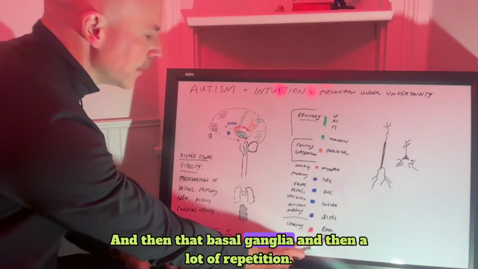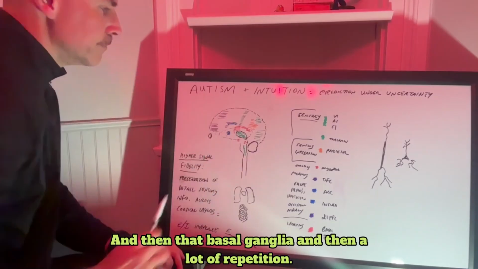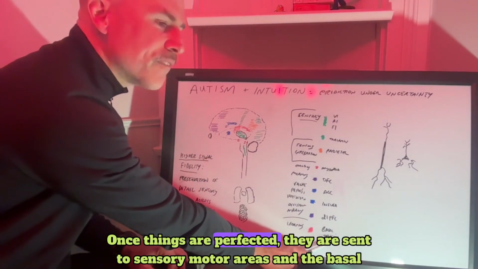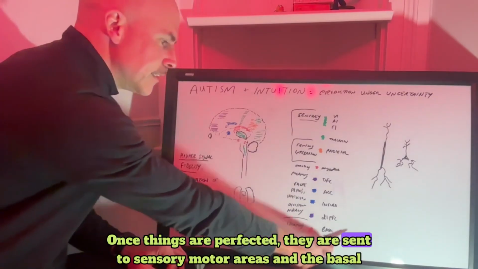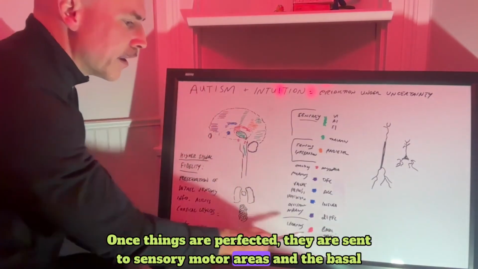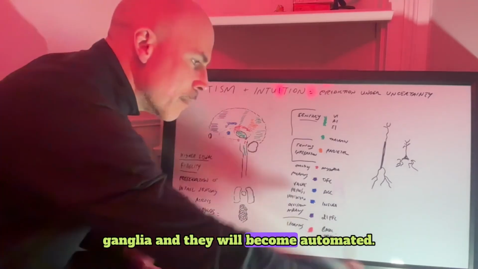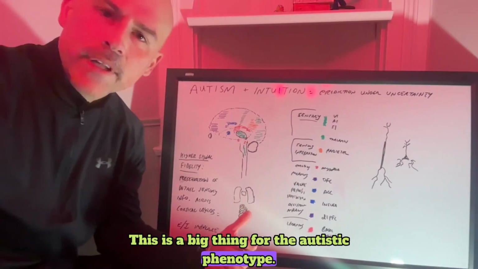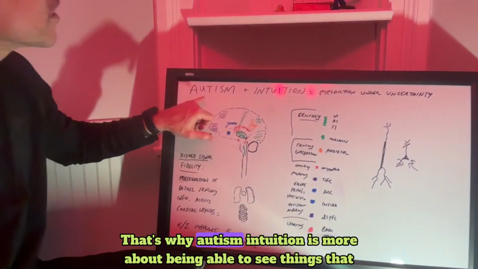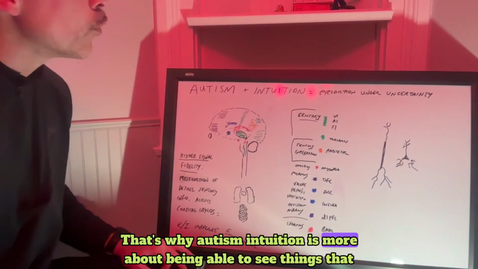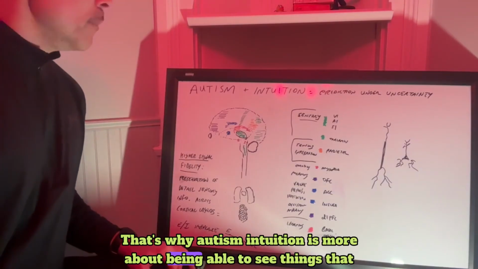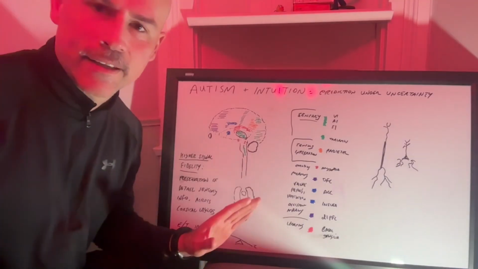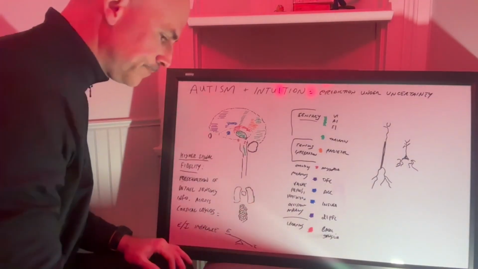And then that basal ganglia. And then a lot of repetition comes through the basal ganglia. Once things are perfected, they are sent to sensory motor areas and the basal ganglia, and it will become automated. This is a big thing for the autistic phenotype. That's why autism and intuition is more about being able to see things that others cannot. That's a big thing.